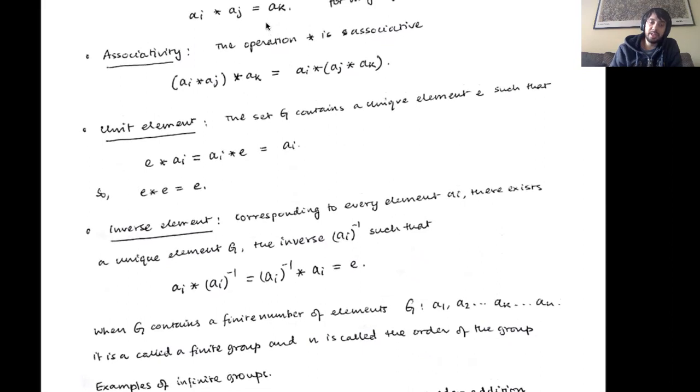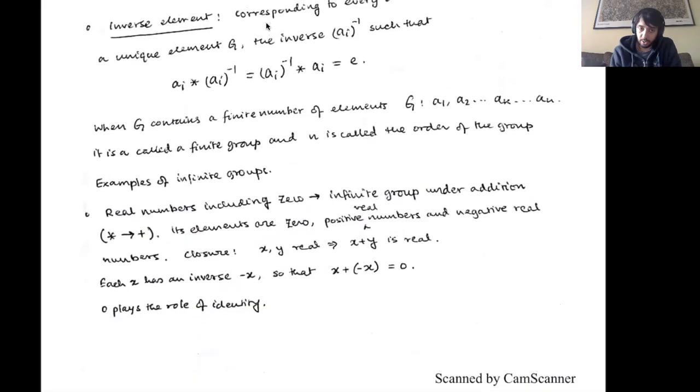Now, when G contains a finite number of elements A1, A2, up to AN, this is a finite group, and N is called the order of the group. Of course, there could be infinite groups as well. One example of an infinite group is the real numbers including 0. This is an infinite group under addition, where you have replaced the star operation with plus.